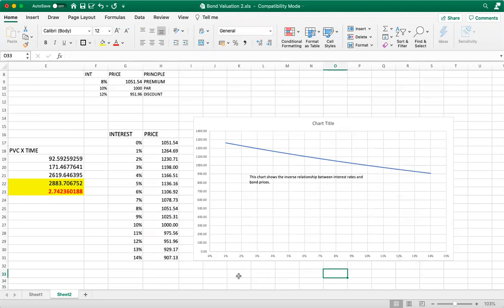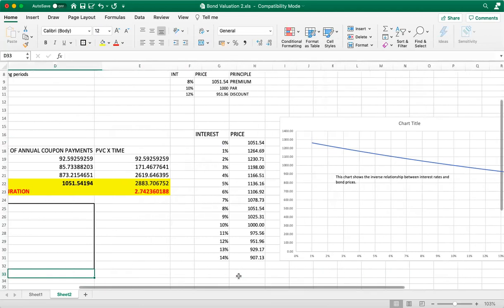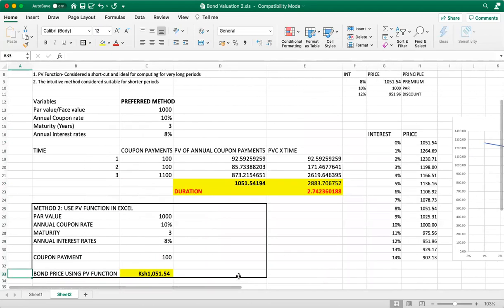So this is the end of our second part, and hopefully you found it useful. This is how we value bonds. This is how we compute duration. And this is how we are able to show our inverse relationship between interest rates and bond prices.